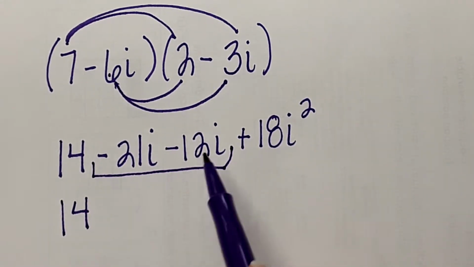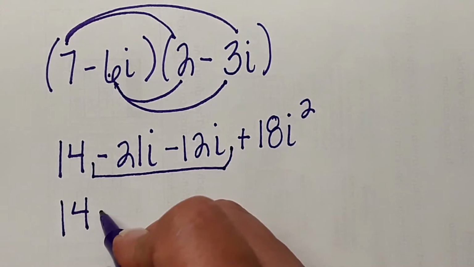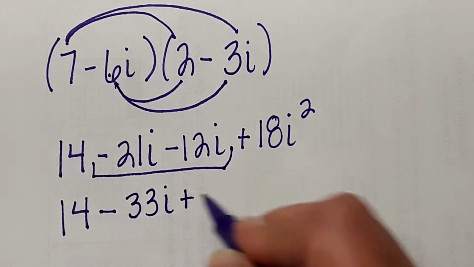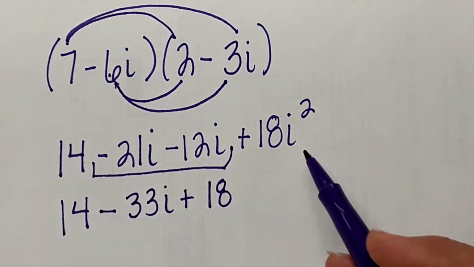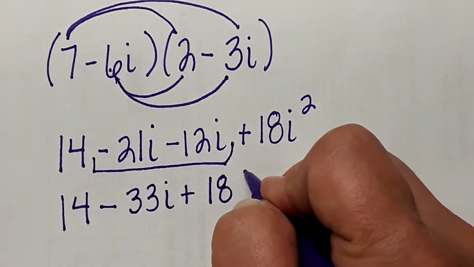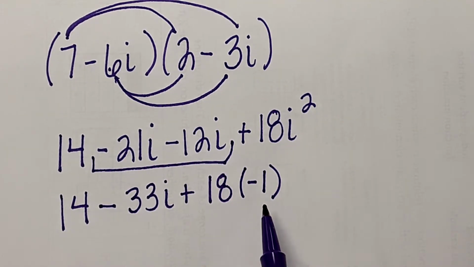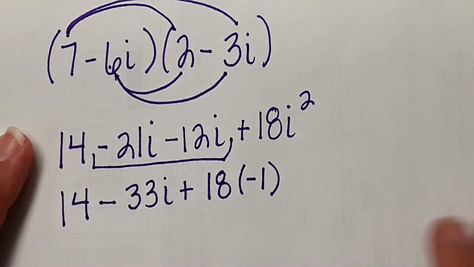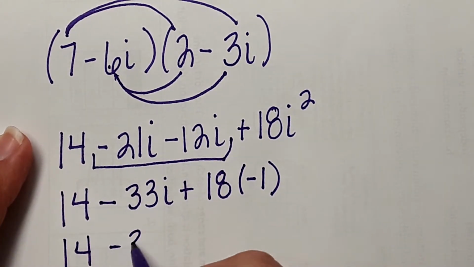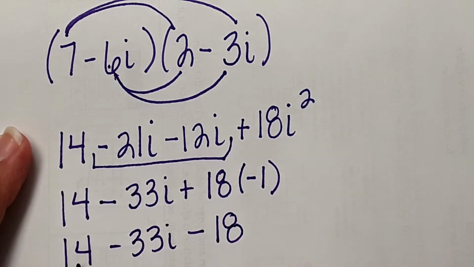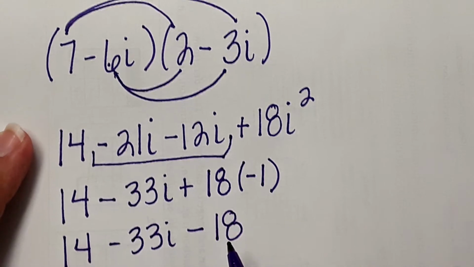And negative 21i and negative 12i is negative 33i plus 18, and i squared would be negative 1. So now what we can do is combine the 14 and the 18 times negative 1. So I'm just going to rewrite it really quick. Because 18 times negative 1 is negative 18.